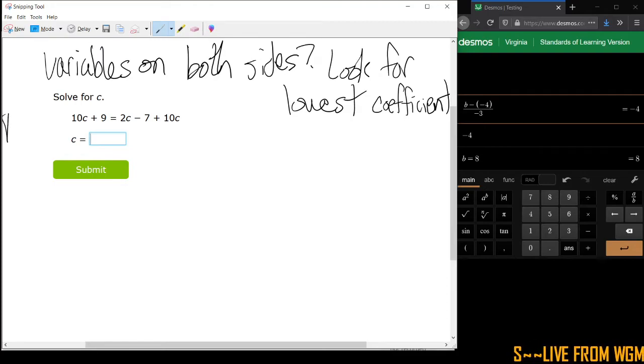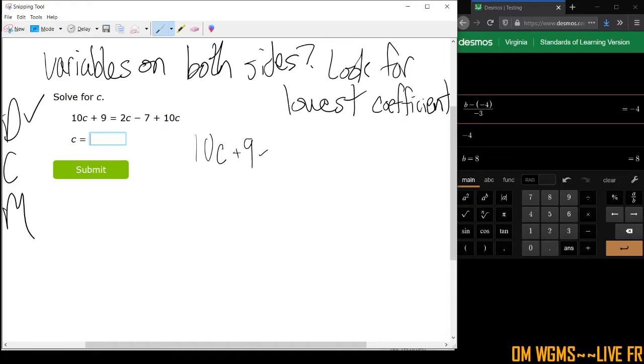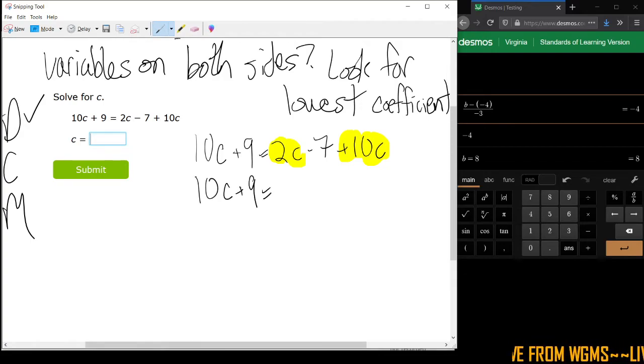So there's nothing to distribute, so that one's already done. Combine like terms and manipulate the variable. Always still the same steps. So let's see. I have on the left side, I have 10c plus 9 is equal to 2c minus 7 plus 10c. So now, what I have to do is this. I want to first combine my like terms on the same side. So since these are on the same side, I have a positive 2c and a positive 10c. I can combine those together to get the following. I'd say 12c minus 7.